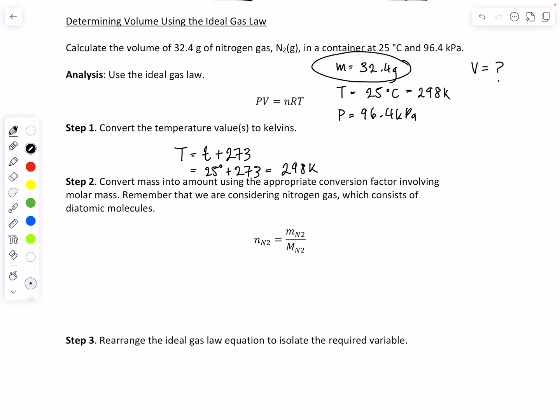But in this question, we're given the mass, and we need to convert the mass into the number of moles or entities of nitrogen gas. The number of moles of nitrogen gas is equal to the mass of nitrogen gas, 32.4 grams, divided by the molar mass of nitrogen gas. The molar mass of nitrogen gas is 28.02 grams per mole. So that gives us a number of moles of 1.156 moles.